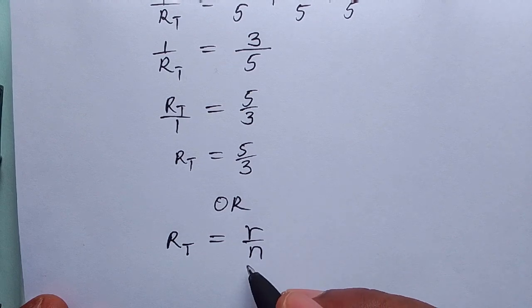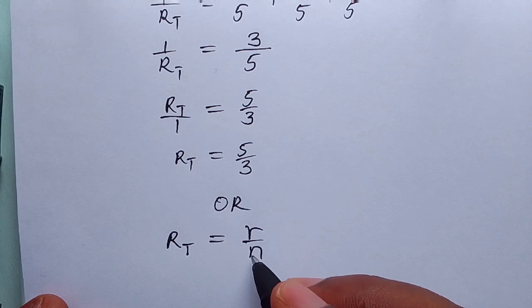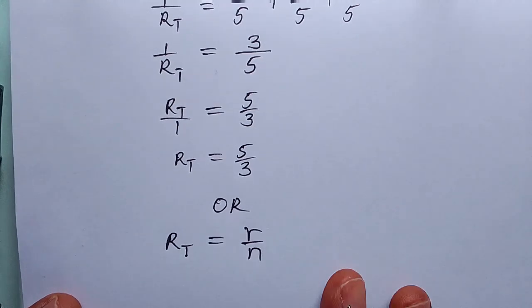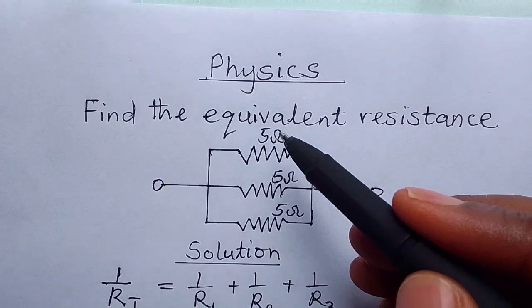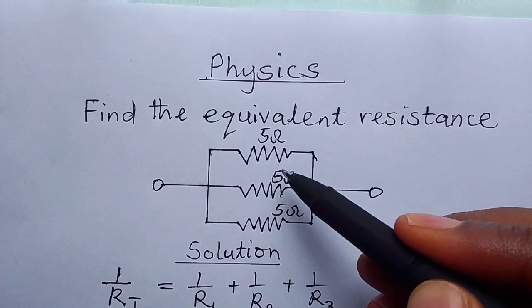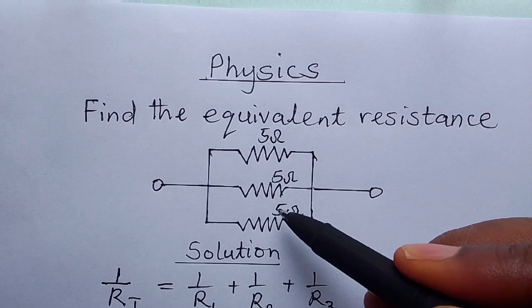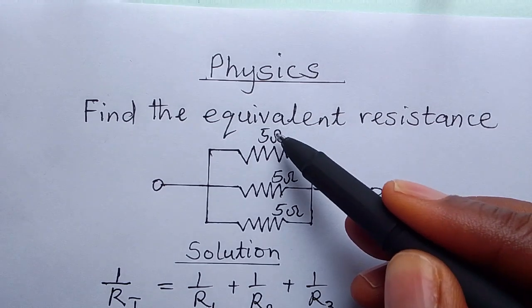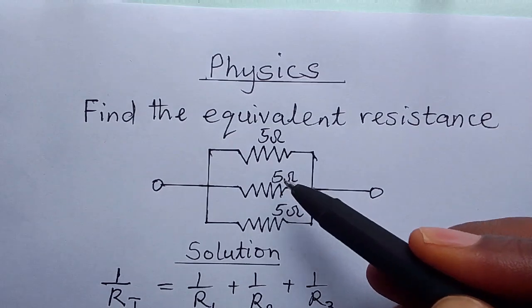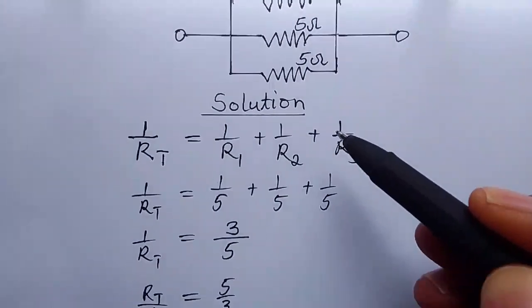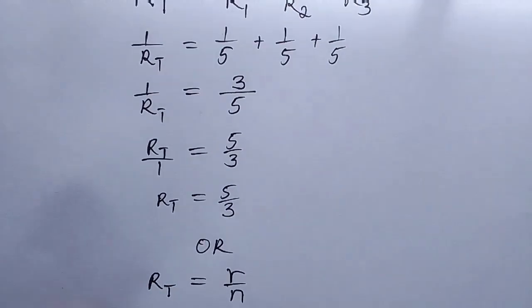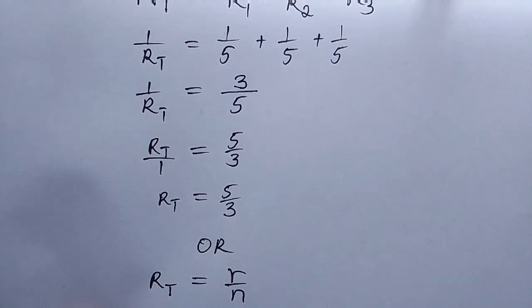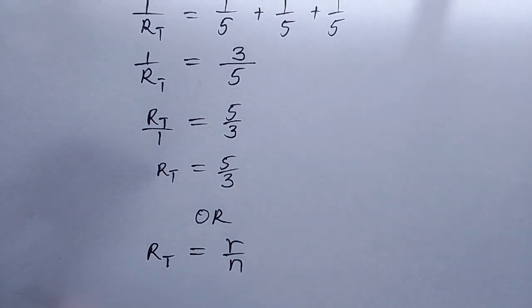And take note, please, you only use this formula if the resistors given to you are in parallel connection and all of them have the same value of resistance, just as in this case. If all the resistors have the same value of resistance, that is when you can make use of this formula. Otherwise, you use the longer method. So let's go about it.